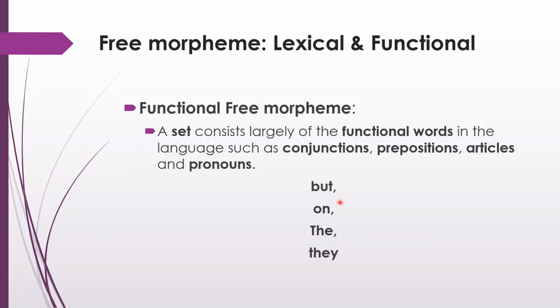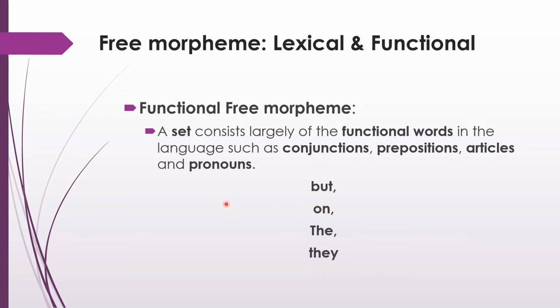And the next one is functional free morpheme. Functional free morphemes refer to functions. For example, but, on, the, day. We cannot show people these things. But, on, the, day, they are only produced in a linguistic situation, for example, in sentences. So their presence is in sentences: conjunctions, prepositions, articles and pronouns.